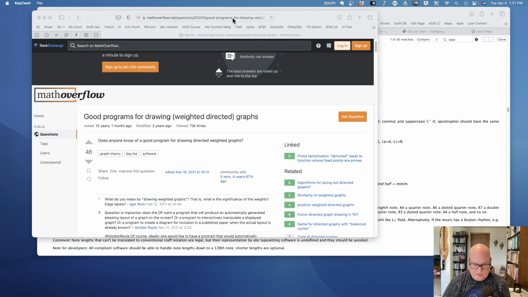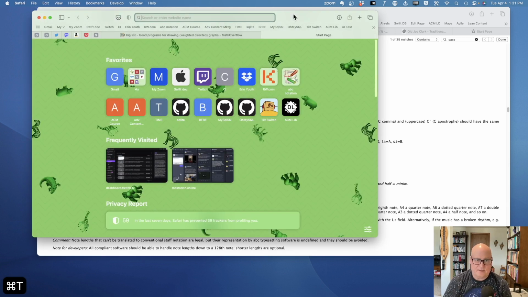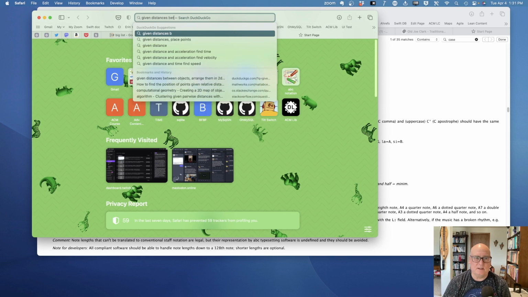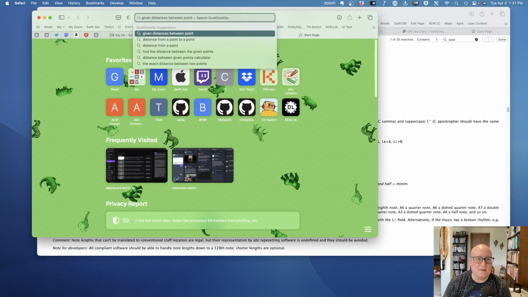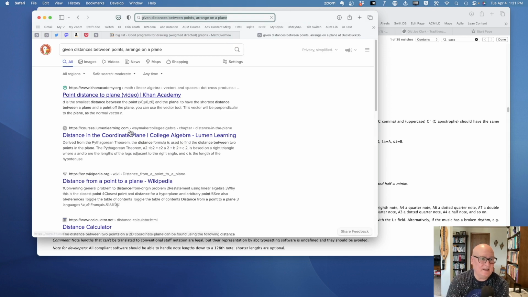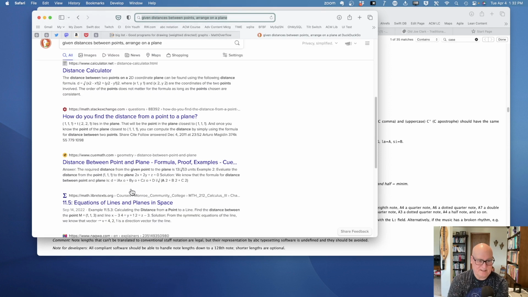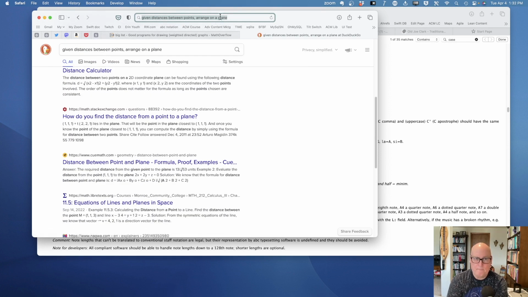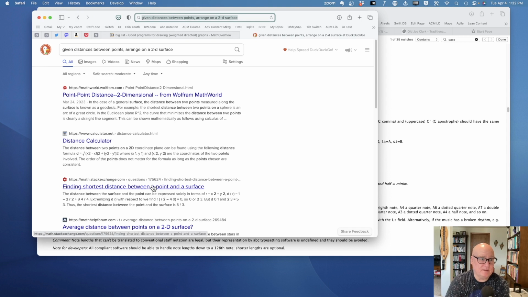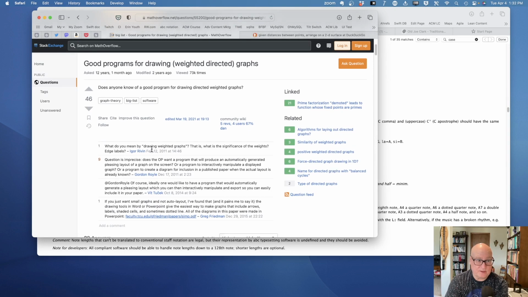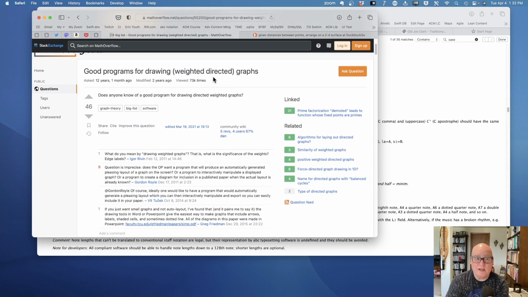What I looked for a lot was, I think I said, given distances between points. Yeah, there we go. Well, points arranged on a plane. Okay, that's one thing I tried. And unfortunately, everybody wants to go the other way for you. I'd also tried 2D surface. Okay. And others. But this is one of the links I thought was good. Good programs for drawing weighted directed graphs.